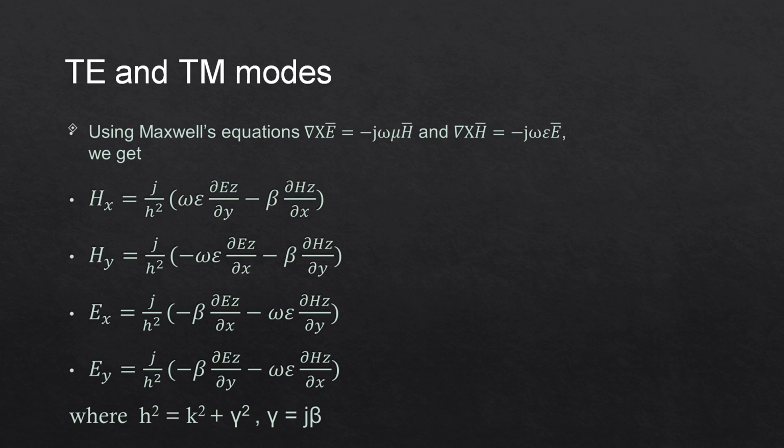But what are these TE and TM modes we are referring to? Let us talk about these modes in detail. Now, using Faraday and Ampere's law, we get these Hx, Hy, Ex and Ey equations as follows, where h square is equal to k square plus gamma square and gamma is equal to j beta, where beta is the propagation constant.